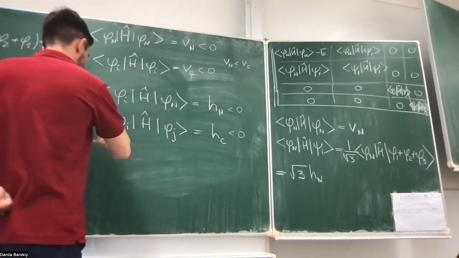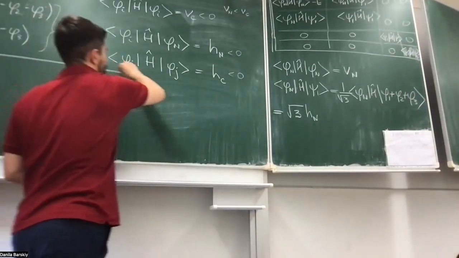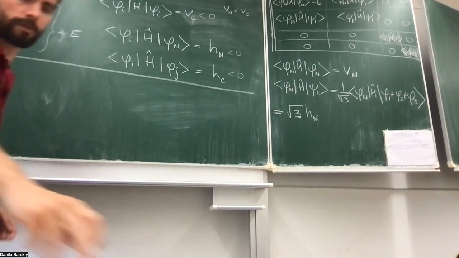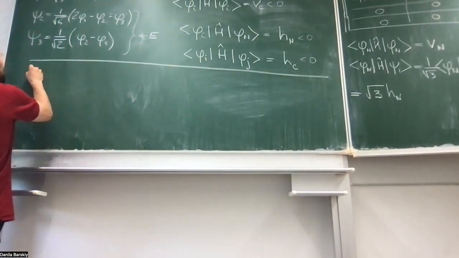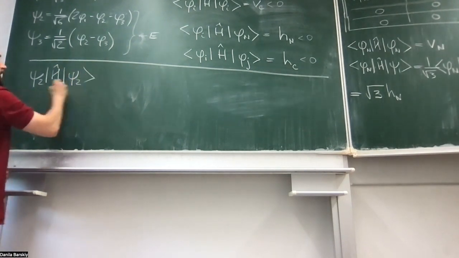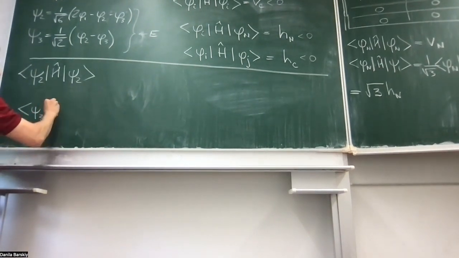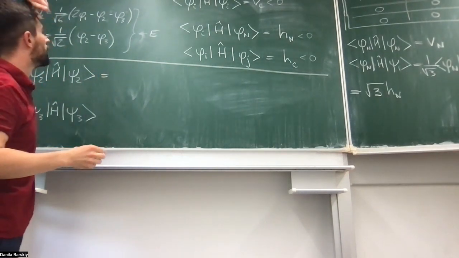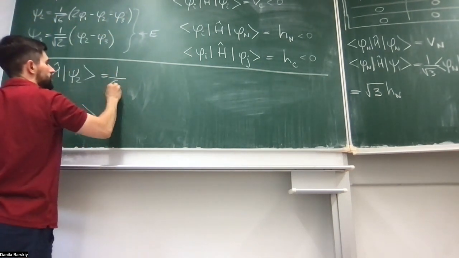All right, what about further? What's next? Psi 2, psi 2. Let's find psi 2, psi 2. And technically, because they're degenerate, this should be the same as psi 3, but let's check. So psi 2, psi 2. Okay, let's write down in explicit form. 1 over square root of 6 twice is 1/6.